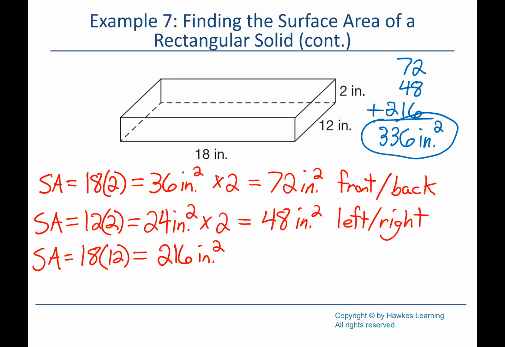If it was just asking for the straight up surface area, this one we would multiply by 2 also and add them all together. But we're leaving the bottom out because we're not going to ice the bottom.